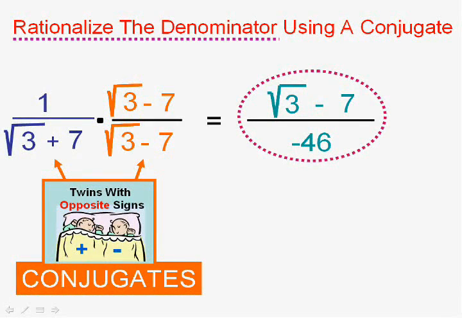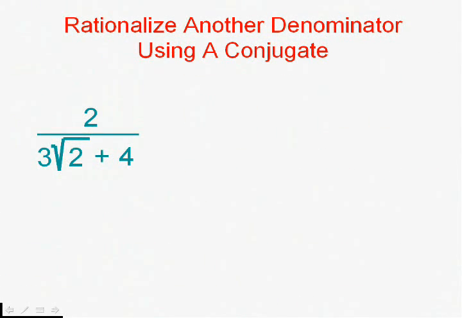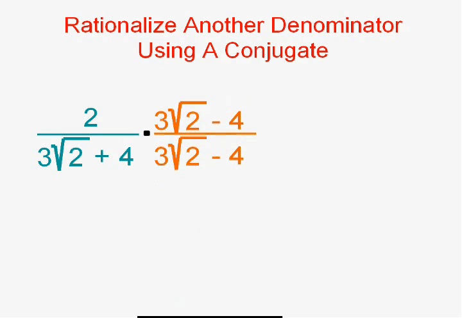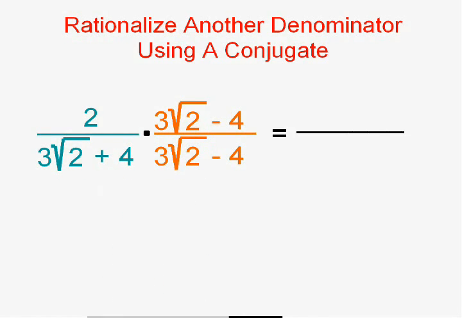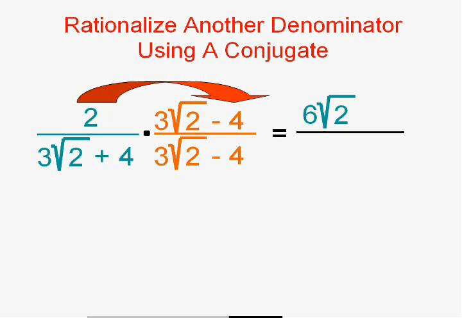Now let me give you one last example. Now we're going to rationalize once again using a conjugate because we have a plus or a minus in the denominator. Can you think of what the conjugate's going to be in this case? It's always the opposite sign. Conjugates are twins with opposite signs. Okay, now let's multiply. 2 times 3 radical 2 is 6 radical 2. And 2 times minus 4 is minus 8. And we're good in the top.